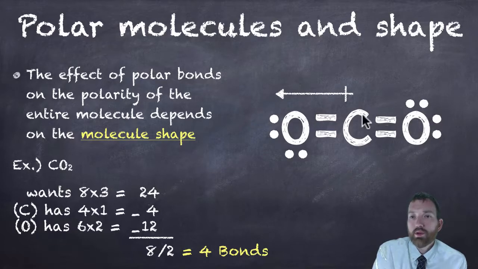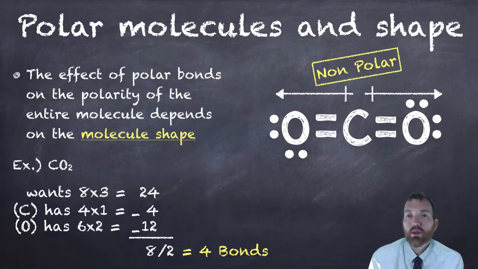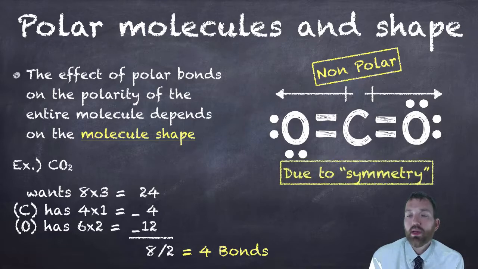But I do need to do it for the bond between this carbon and this oxygen, and of course it's going to go the same way. Oxygen is still more electronegative than that carbon, so it's going to be pointing away. So this molecule is considered nonpolar. Despite the fact that these bonds are polar, the molecule is nonpolar, and we say it's nonpolar due to symmetry.